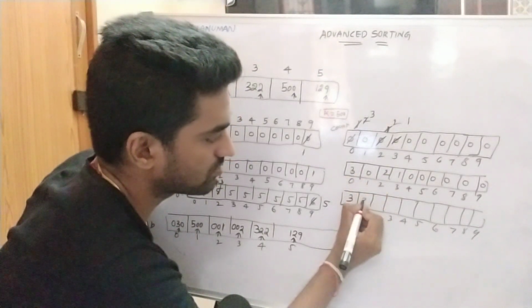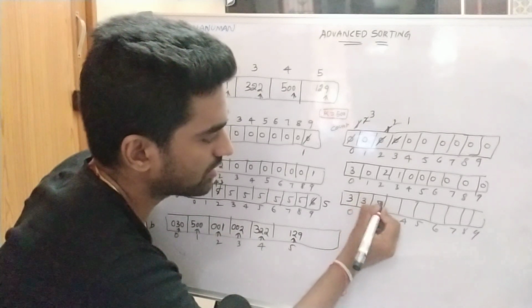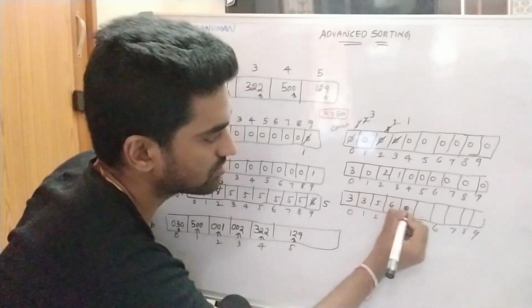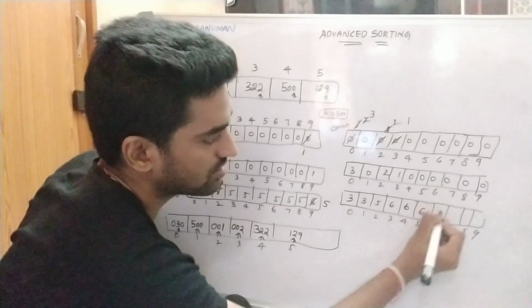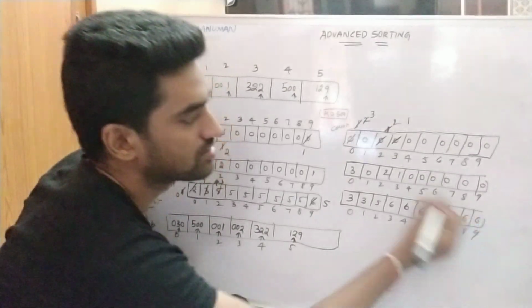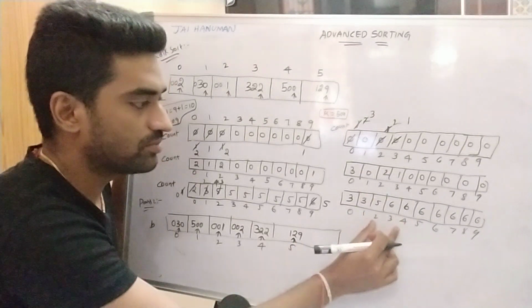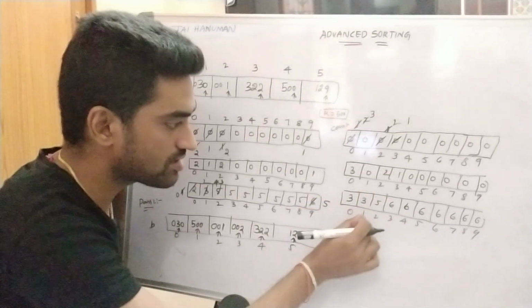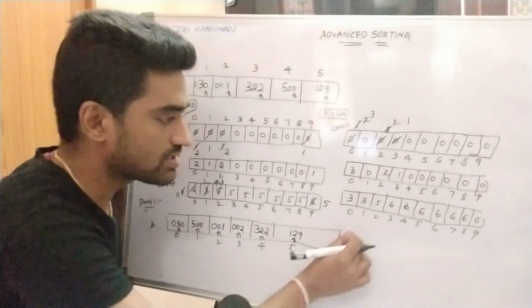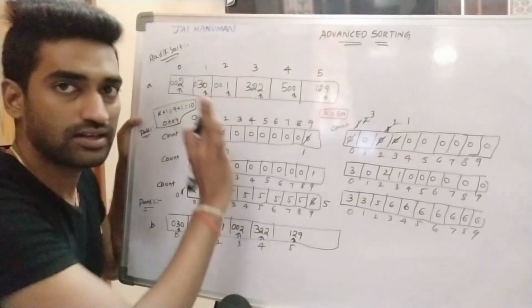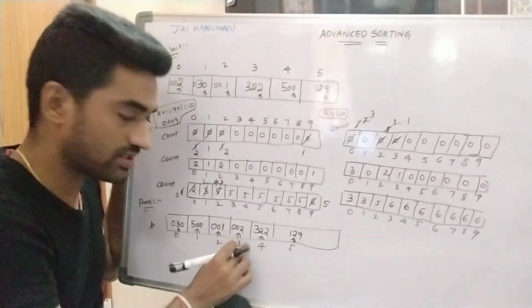So 3 plus 0 is 3, 3 plus 2 is 5, 5 plus 1 is 6, 6 plus 0 is 6, and 6, 6, 6, 6, 6 with plus 0 each time. So this is the newly updated count array. Based on this count array, we can generate the output array, based on this input value.